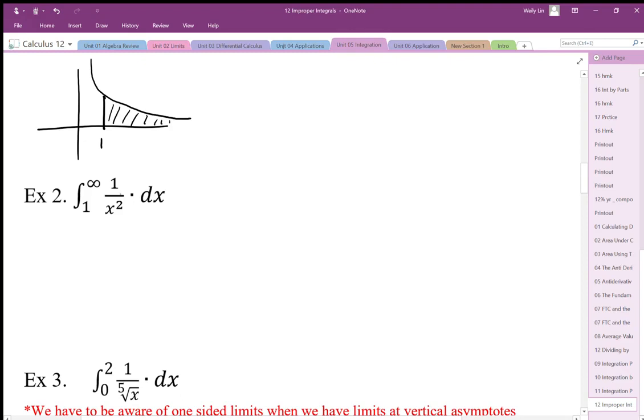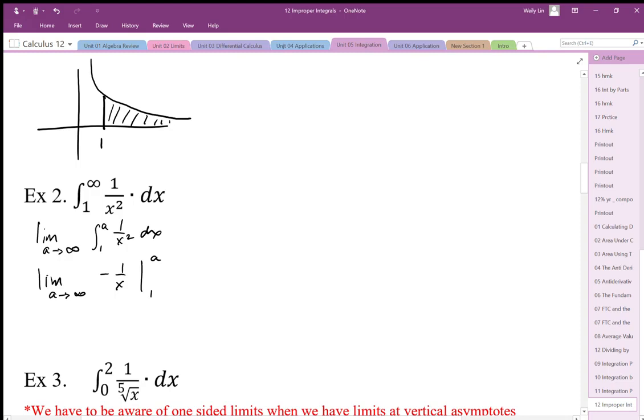So we can't have infinity as a bound, so we're going to write this with a limit. We're going to say the limit as a goes to infinity of the integral from 1 to a of 1 over x squared dx. Then this becomes negative 1 over x from 1 to a.